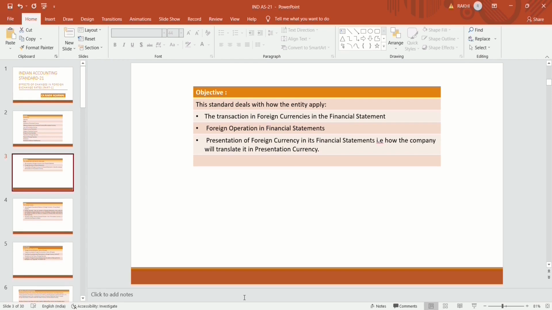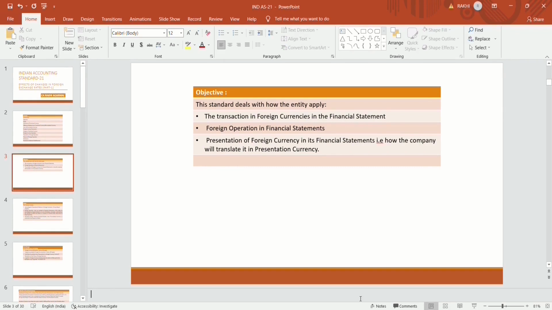So let's start. Firstly we will discuss the objective of this standard. This standard generally deals with how the entity applies transactions in foreign currency in the financial statements. If the company is making any foreign operation, how they will apply it in the financial statements, this standard guides us.